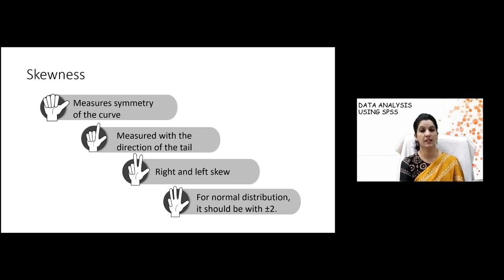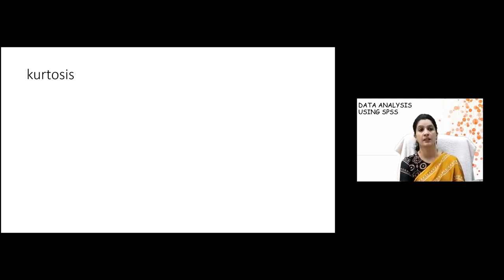So the sign tells you the direction of skewness. And if the value is plus or minus 2, then it is normally distributed. So this is again an objective way for the assessment of normality. The third concept is about the kurtosis.